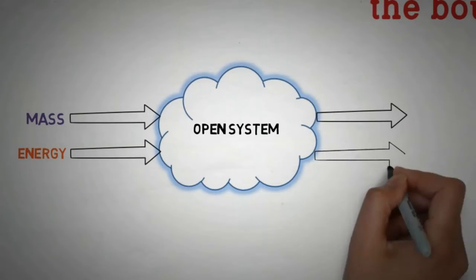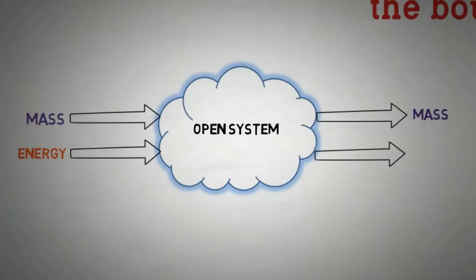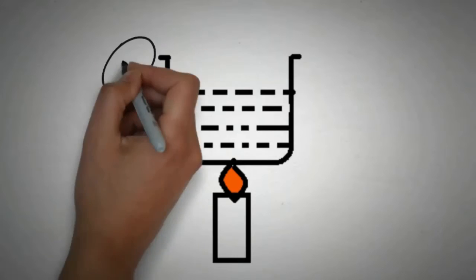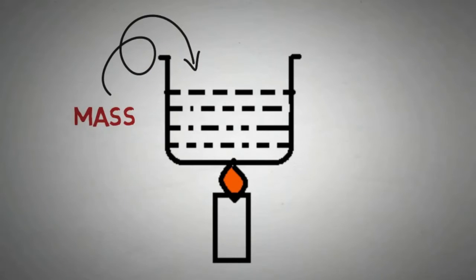Here the volume of the system does not change, therefore an open system is also known as controlled volume system. A common example of open system is a boiling water in an open utensil.